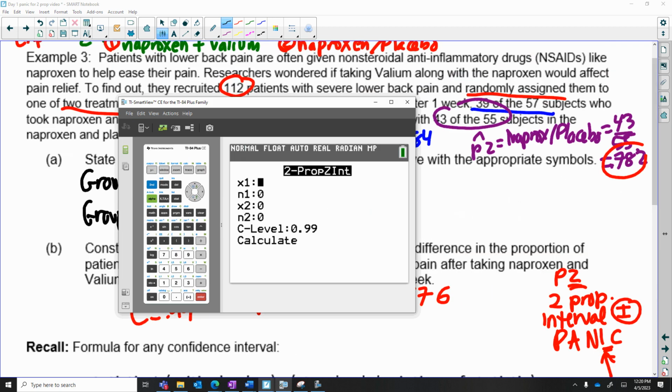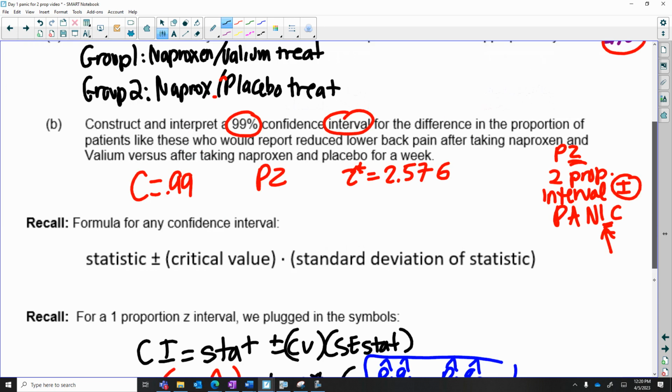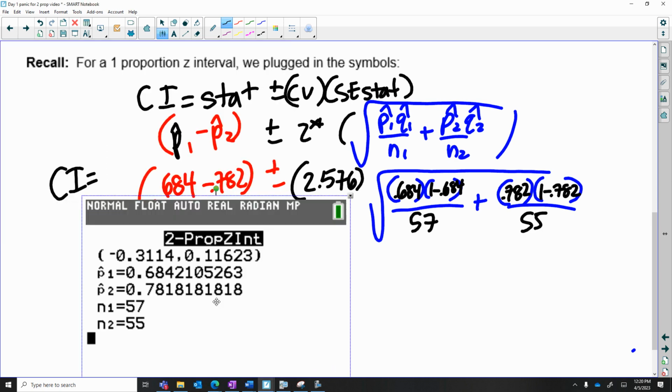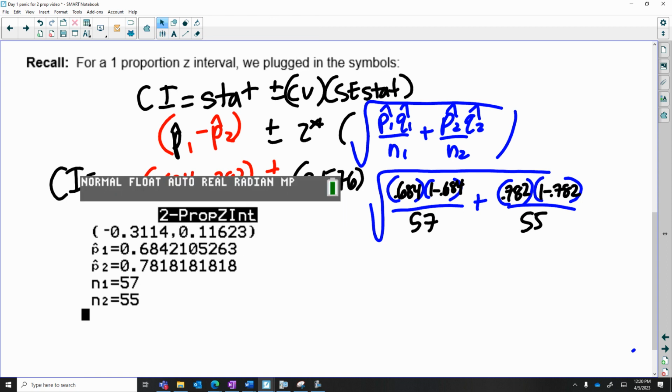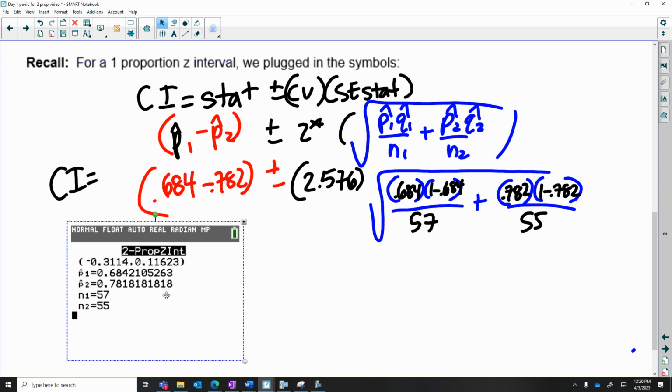The X1 was 39, and the N1 was 57. Remember, you don't divide them. You just put the numerator separate from the denominator. Then X2 was 43, and N2 was 55. The confidence level is 99%, and then calculate. We get negative 0.3114 to 0.162. Notice that it could be a negative difference, or a positive difference, or 0 difference. So it seems like we're not really that confident what the difference is.